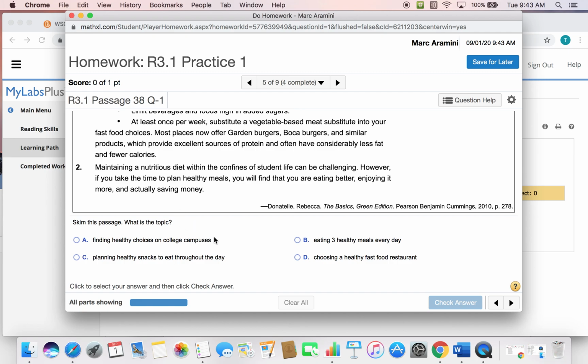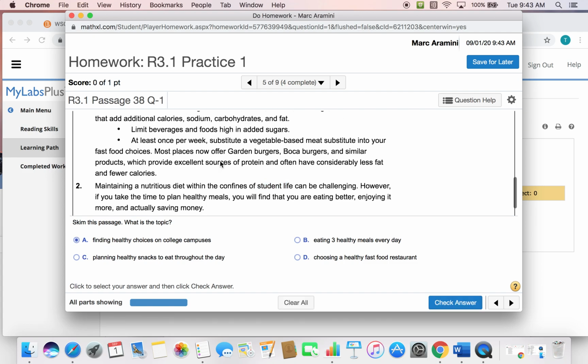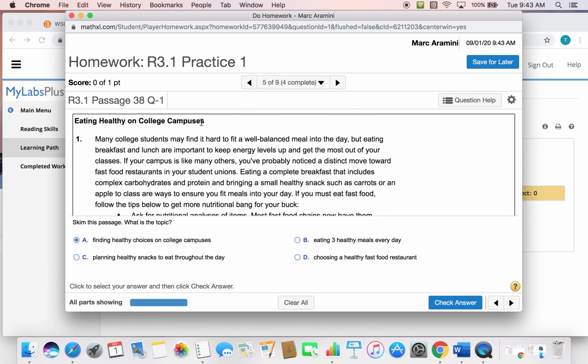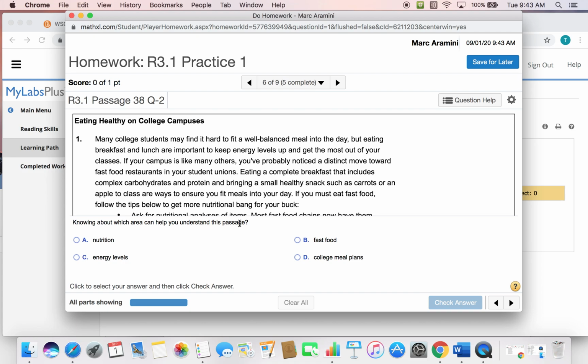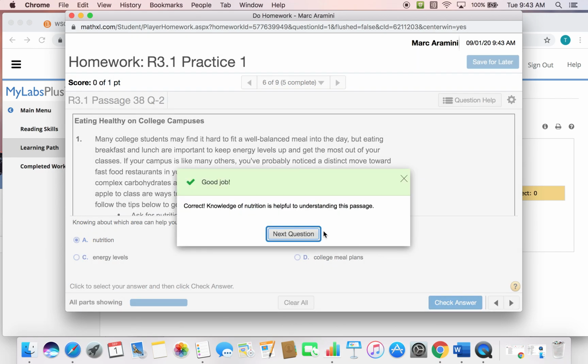So the topic here: finding healthy choices on college campuses, planning healthy snacks, eating 3 healthy meals every day, choosing a healthy fast food. What was one of the main components? Student life is at the beginning and at the end. So I'm going to say finding healthy choices on college campuses. If we review the top, it says eating healthy on college campuses. Obviously, the title is important there. The rest of them don't have anything about college. All right. Knowledge about which area can help you understand this passage? Well, energy levels, college meal plans, fast food, none of those seem to fit as much as understanding nutrition in general, which is a lot of those bullet points. Okay.